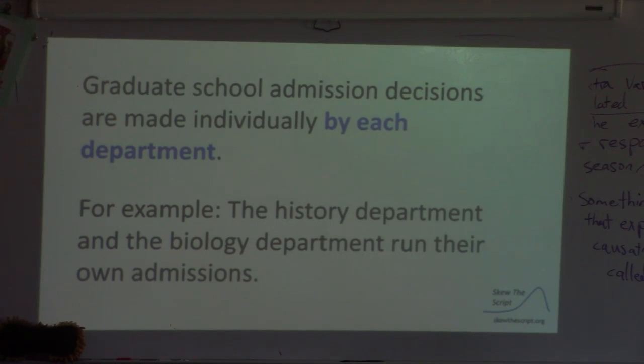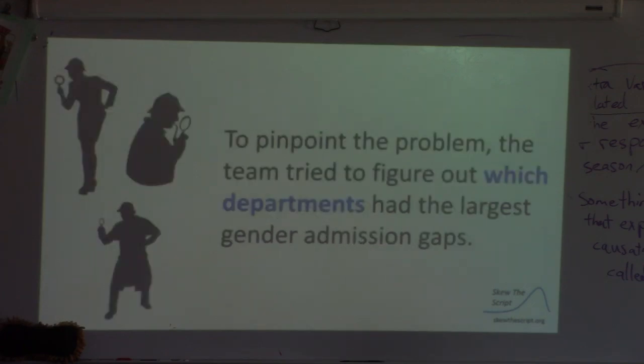Graduate school admissions aren't decided at the whole UC Berkeley level. They are made by each department. The College of Education gets their say, the College of Engineering gets their say, and the history and biology departments run their own admissions. So the team tried to figure out which of these departments was actually the biggest problem, which one was more discriminatory.